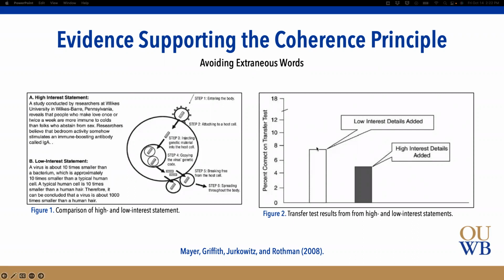And what their findings really pointed to was that students on a post-presentation transfer test scored higher when they experienced the low interest statement versus those students who had the same visual, but with the high interest statement. And the conclusion here was really that because students were then thinking about possibly sexual activity or things like that, it took away from their ability to make sense of what, again, the key information was.